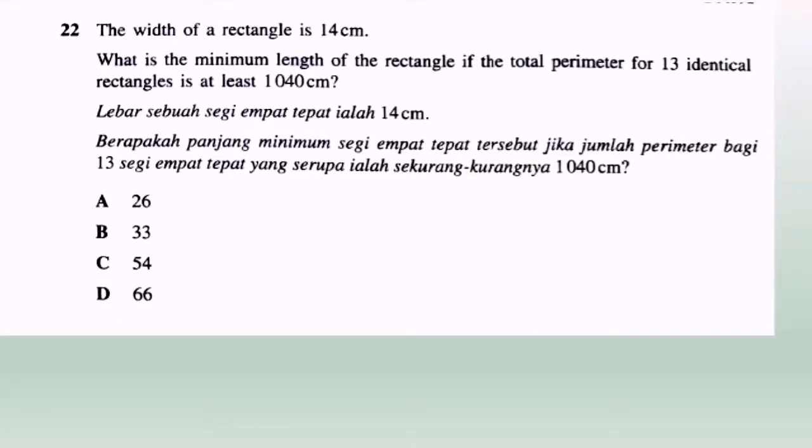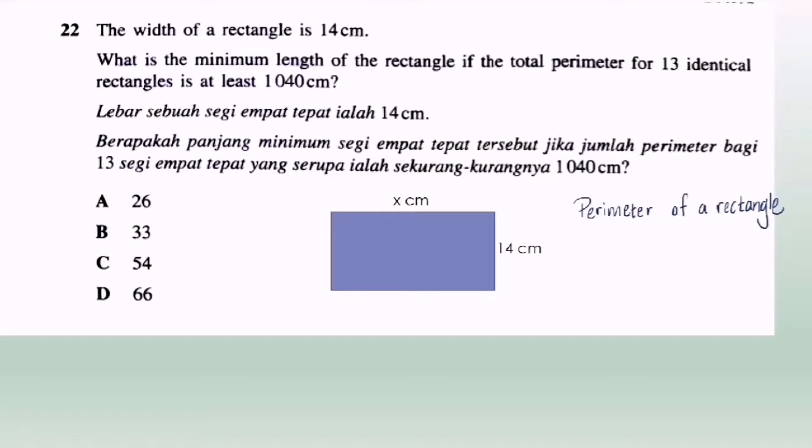Question number 22. The width of a rectangle is 14 cm. What is the minimum length of the rectangle if the total perimeter for 13 identical rectangles is at least 1040 cm? So this is a rectangle with the width 14 cm and the length we assume is s. So perimeter of a rectangle is 2 times s plus 14 equals 2s plus 28.